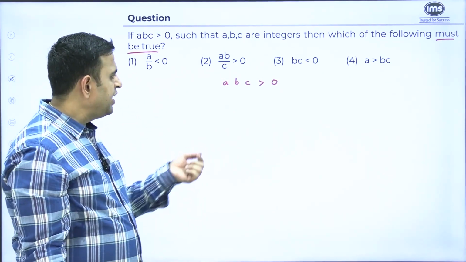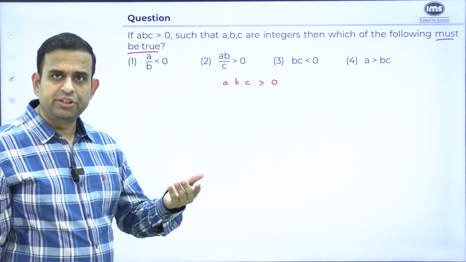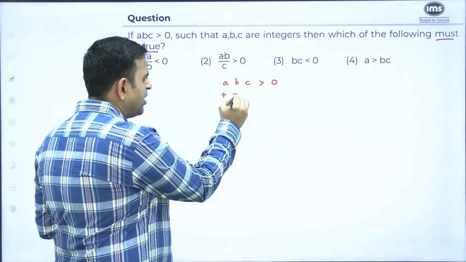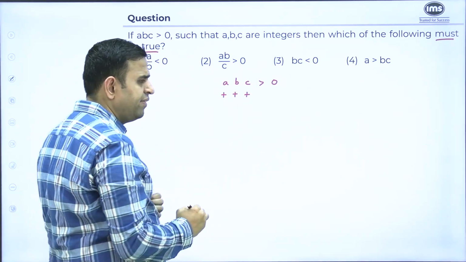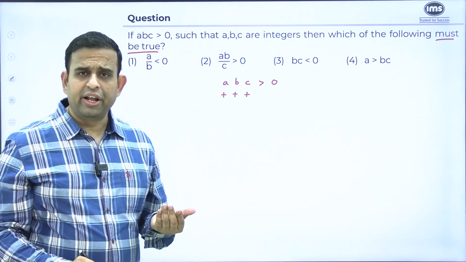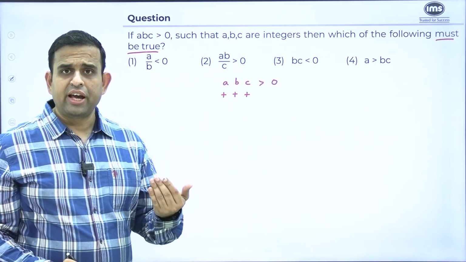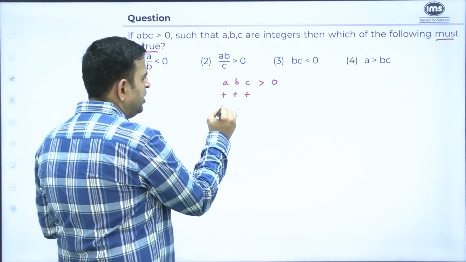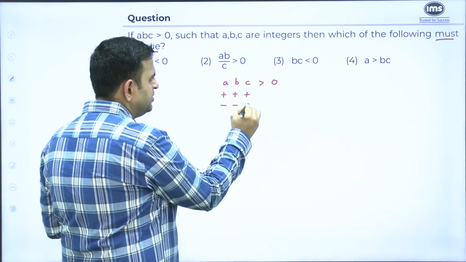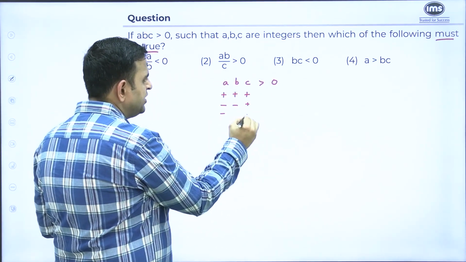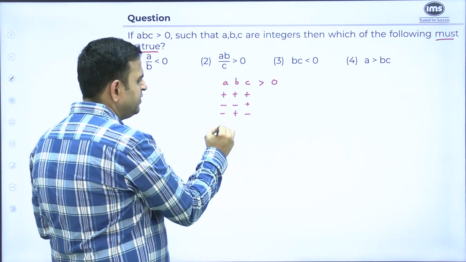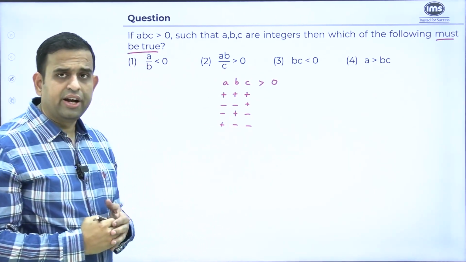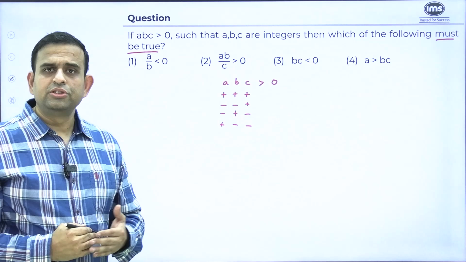So here one can say A into B into C is positive is going to be true, as I told you, in one case when none of them are negative, or when two of them are negative. Which two? It could be A and B, it could be A and C, it could be B and C. So A and B are negative, C is positive. A and C are negative, B is positive, or it could be A is positive and B and C are negative. And let us look at the options carefully now.